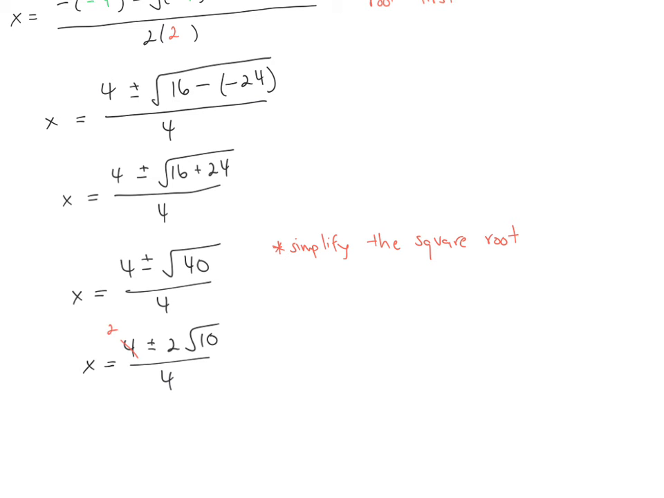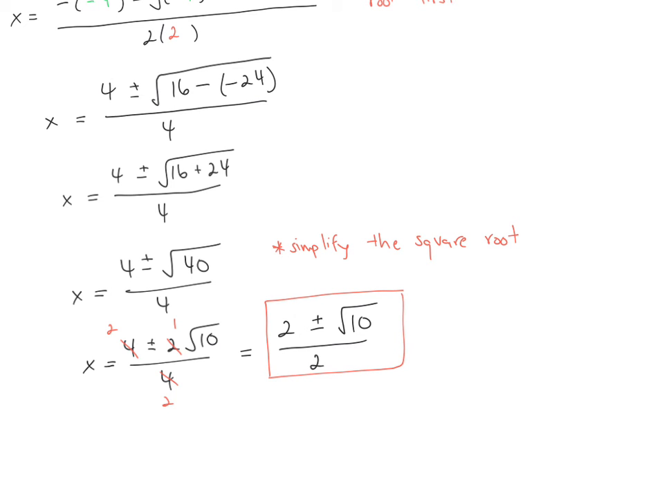So 4 divided by 2 is a 2. 2 divided by 2 is a 1. And 4 divided by 2 is a 2 in the denominator. And so my final answer looks like this. 2 plus or minus the square root of 10. And I don't need to write that number 1 because, just like the coefficient for x, there's an invisible 1 standing out here in the front. All of this gets divided by 2. And this right here is our final answer, or final solution for x.